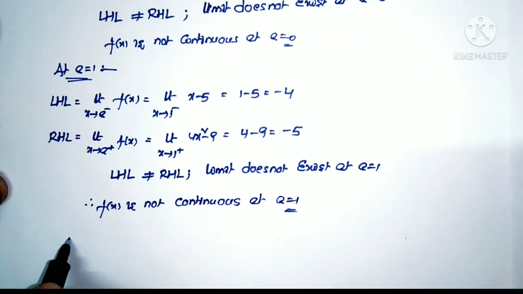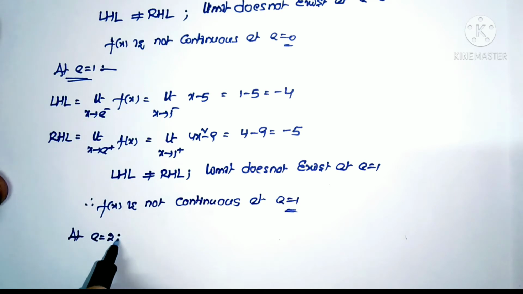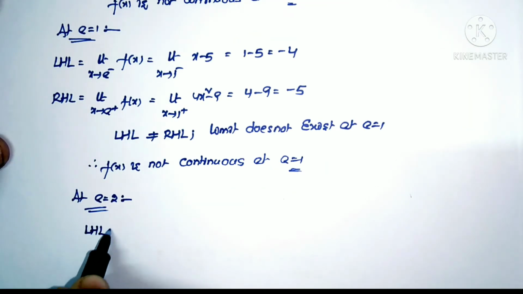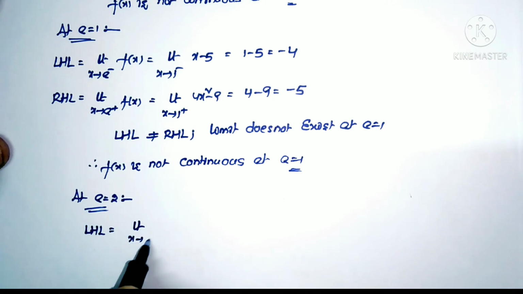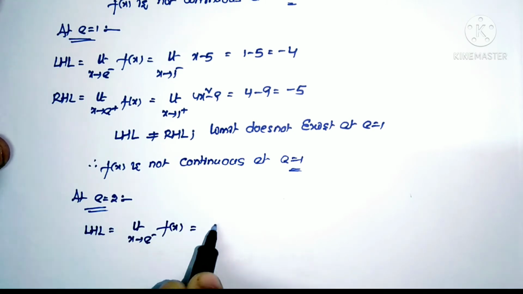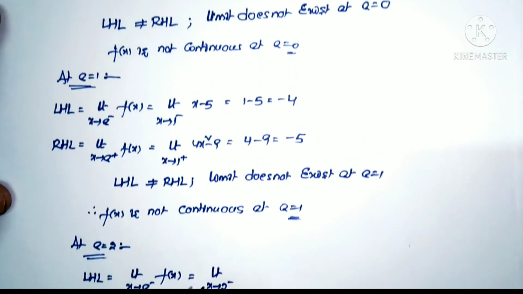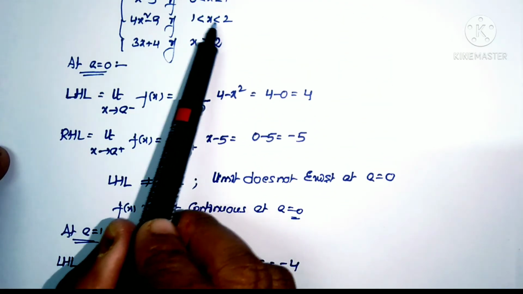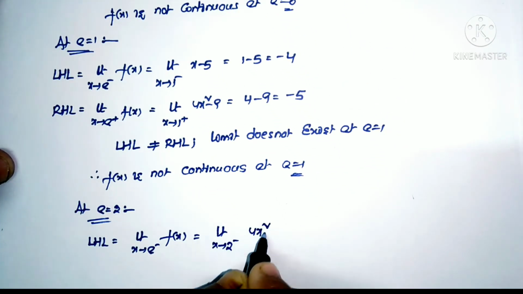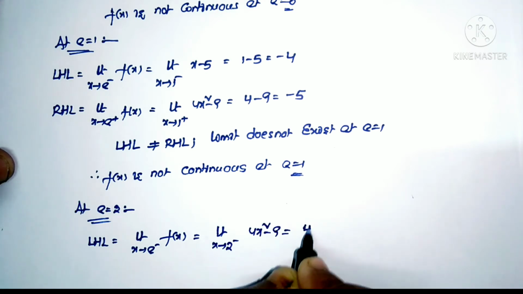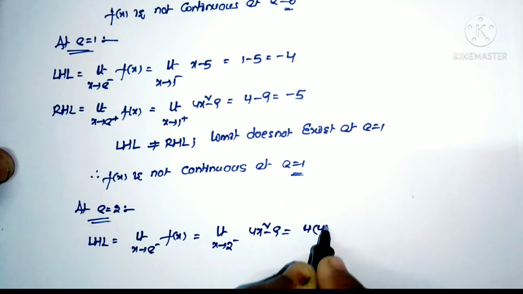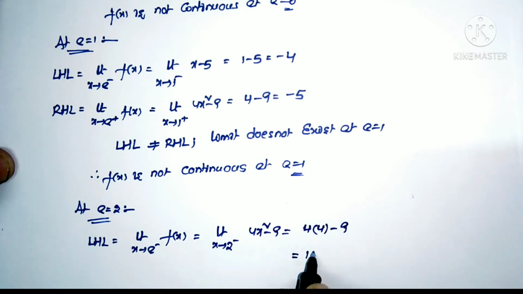Now checking the continuity at a is equal to 2. So finding the left hand limit value, left hand limit is equal to limit x tends to a minus f of x. So this is equal to limit x tends to 2 minus f of x. 2 minus means x less than 2. So x less than 2 means the function is 4x square minus 9. Substituting x is equal to 2, 4 into 2 square, 2 square is 4, so 16 minus 9 is equal to 7. So this is the left hand limit value.